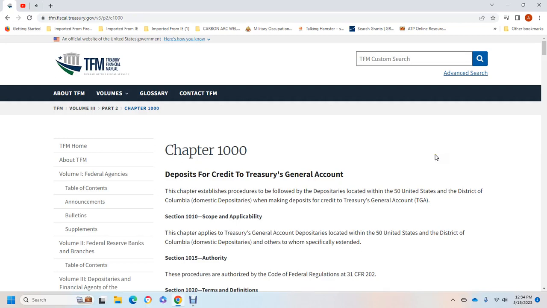Alright, Volume 3, Part 2, Chapter 1000, Deposit for Credit of the Treasury General Account. This chapter establishes procedures for the following depository located in the 50 United States and the District of Columbia when making the deposit for the credit of the Treasury General Account.